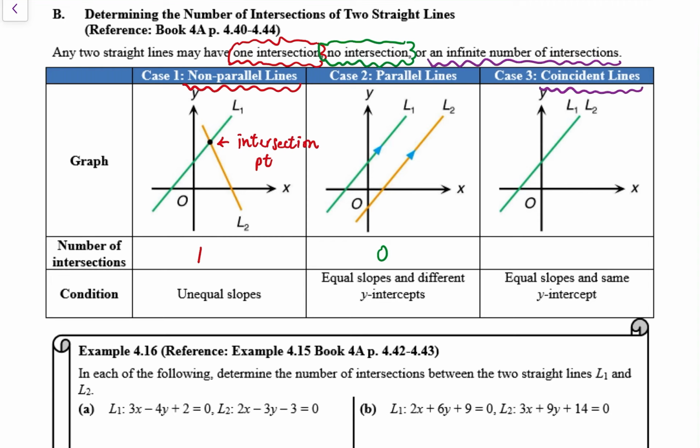And the last case is where the two straight lines have an infinite number of intersections. That would be case 3, when the two straight lines are coincident. So as you can see, L1 and L2 are on top of each other. They have equal slopes and they have the same y-intercept. So here the number of intersections would be an infinite number.